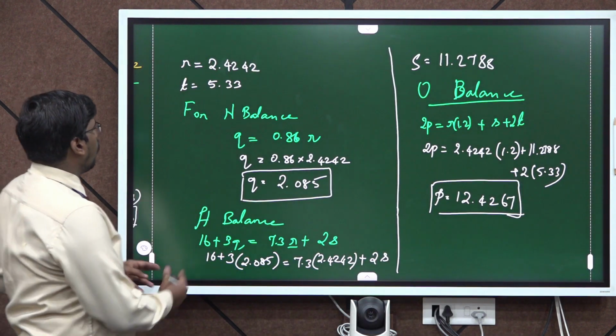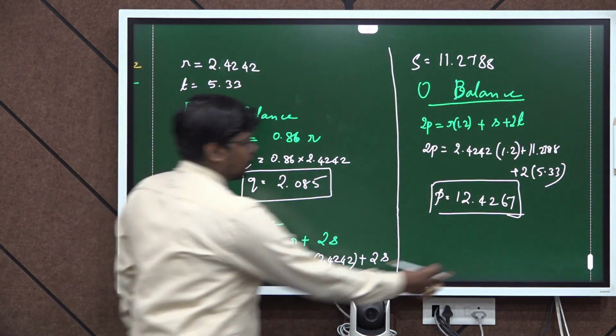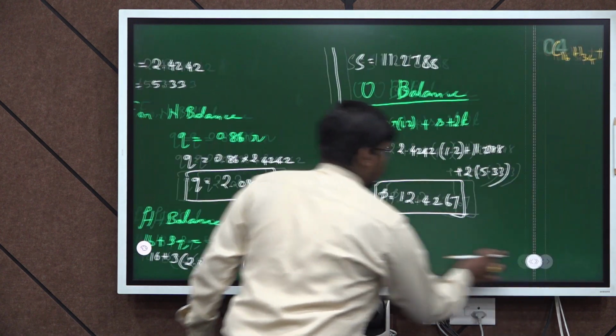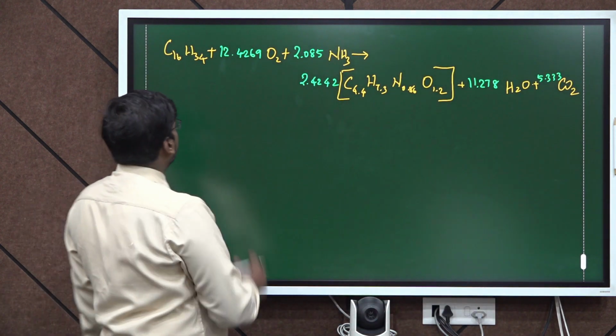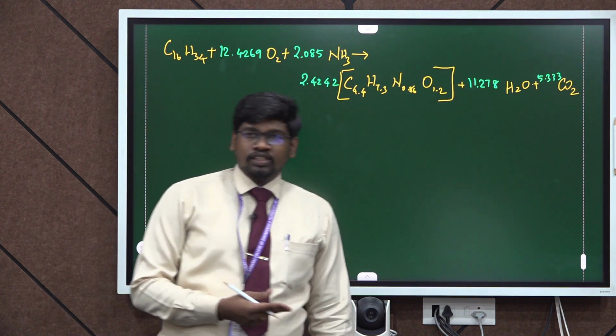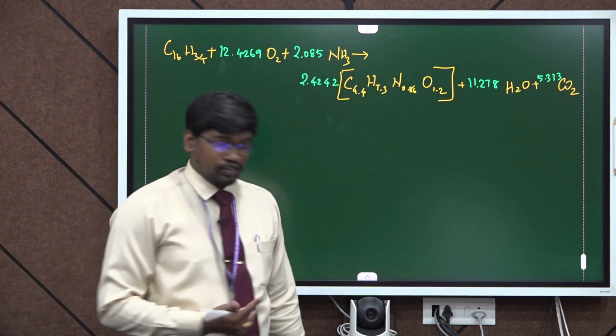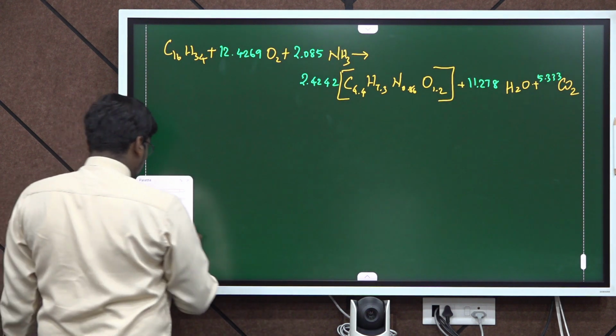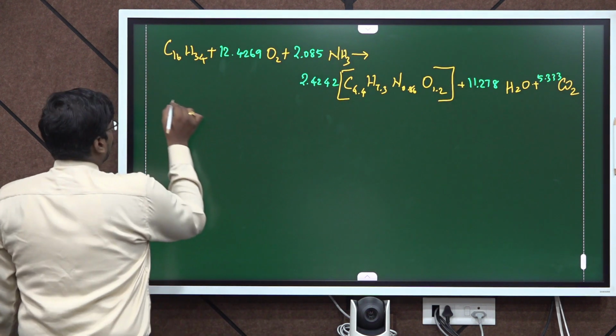Once we find out all the stoichiometric coefficients, we can substitute them in the biomass biochemical equation and use it to find out the yield coefficients, degrees of reduction and respiratory coefficient. So next we are going to find out the yield coefficient.